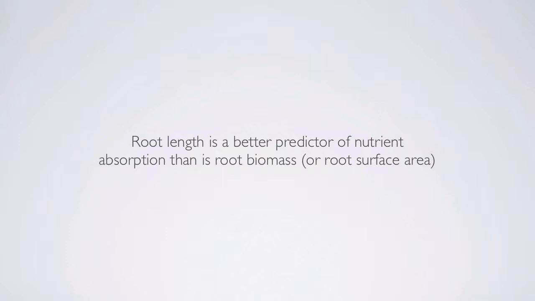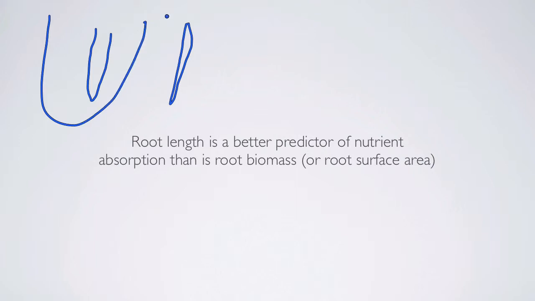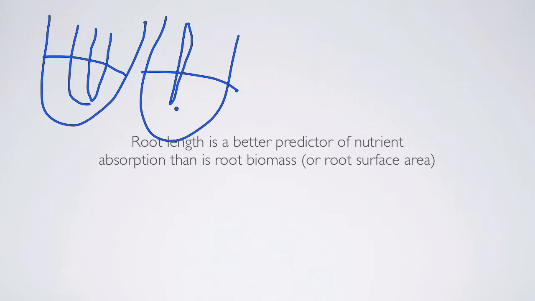In general, it's important to know that root length is a better predictor of nutrient absorption than is root biomass or root surface area. And the reason for this, in part, is that if you have a given root and it's relatively thick or it's relatively thin, there's still a diffusion shell that surrounds these roots. So if it's thick or not, that doesn't really affect what the size of that diffusion shell is.